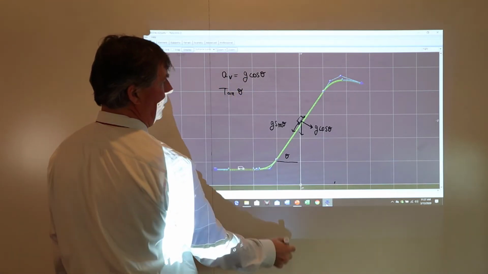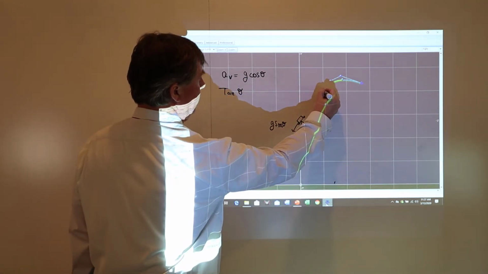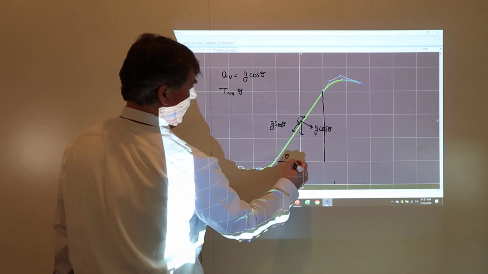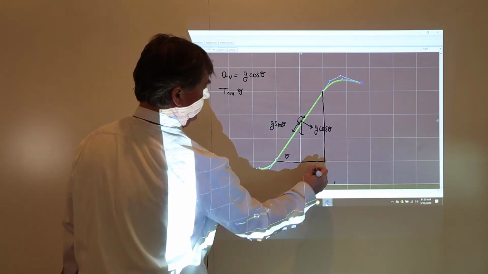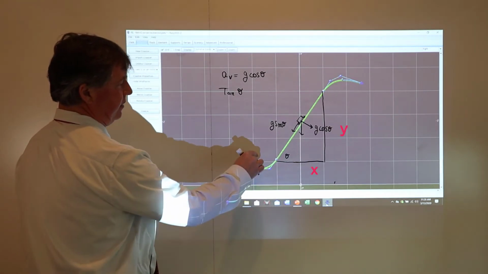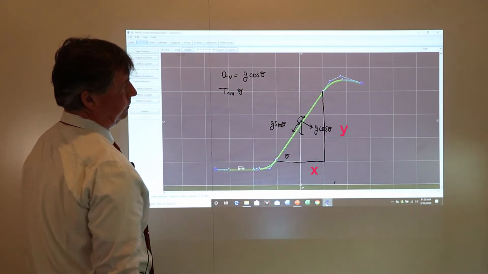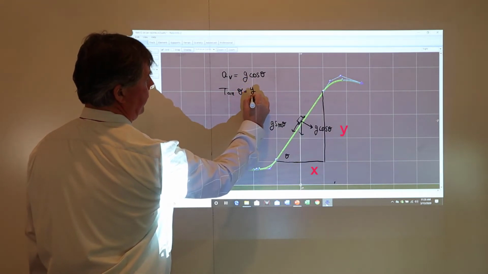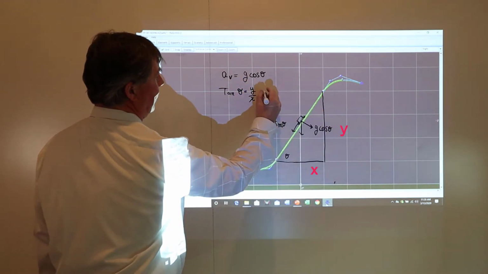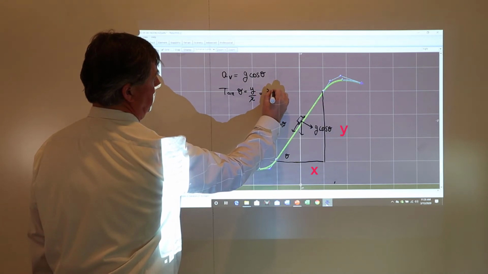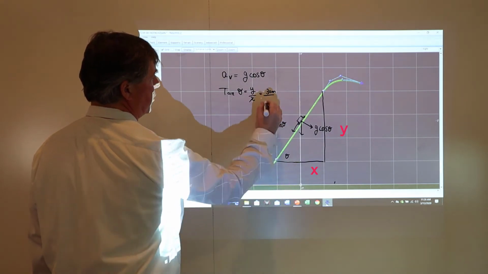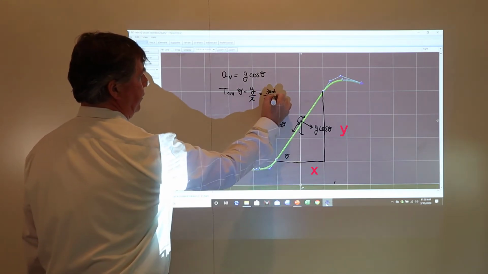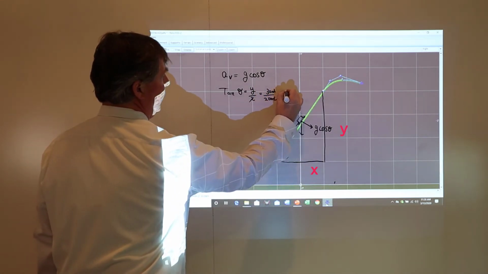Tangent of this angle is equal to this length divided by this length. Now I've set these to 10-meter blocks. So y over x. The y is 30 meters. The x is 20 meters. The units cancel, so that's 1.5.